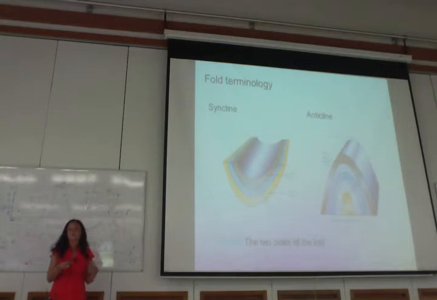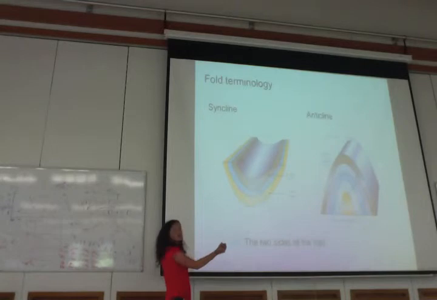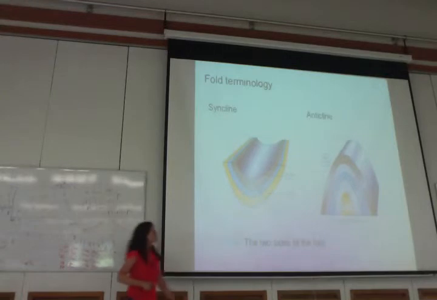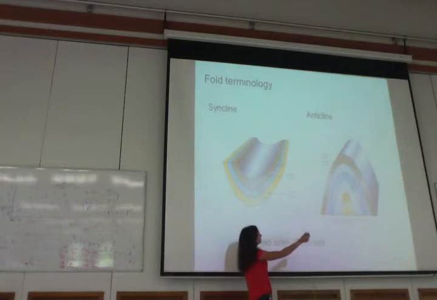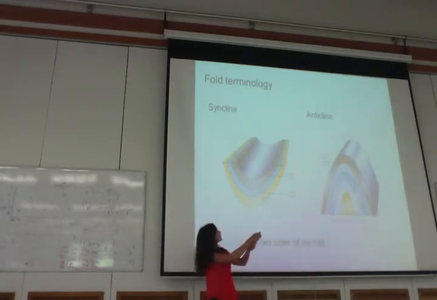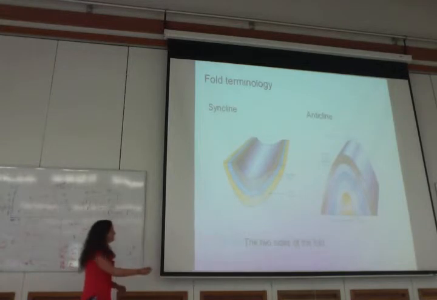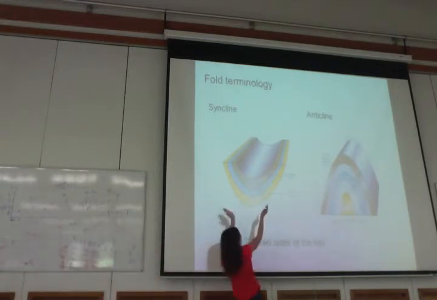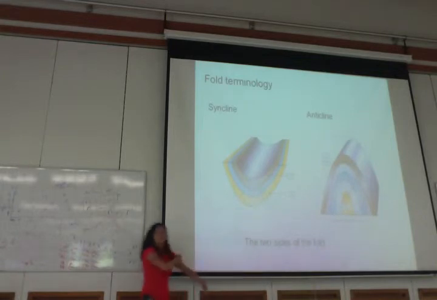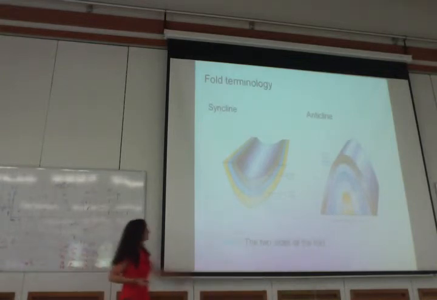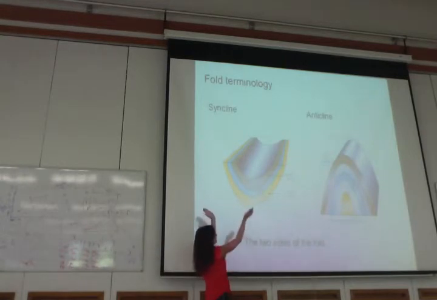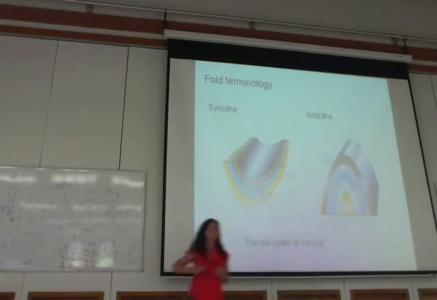So just to introduce you to a few terms that we use when we describe folds. Where we have, if you like, a smile shape, we call that a syncline. So it's like the letter U or the letter B. And where we have an arch shape, it's like the letter A, that's how you can remember it. We call that an anticline. And we refer to the layers on either side of the fold as limbs, just like your arms and legs. In a syncline, the limbs dip towards the centre of the fold. In an anticline, they dip away from the centre of the fold.